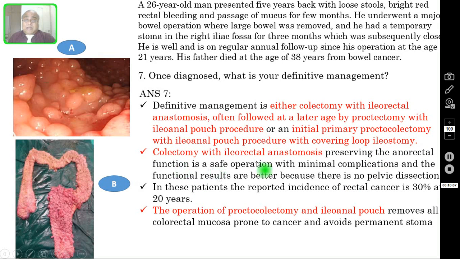If you are doing colectomy with ileorectal anastomosis, preserving the anorectal function, it is a safe operation with minimal complications, and the functional results are better because there is no pelvic dissection. In these patients, however, there is a reported incidence of rectal cancer in 30% of patients after 20 years. The operation of proctocolectomy with ileoanal pouch removes all the colorectal mucosa prone to cancer and avoids a permanent stoma also.